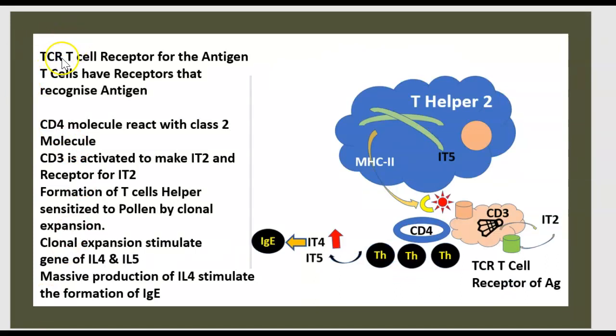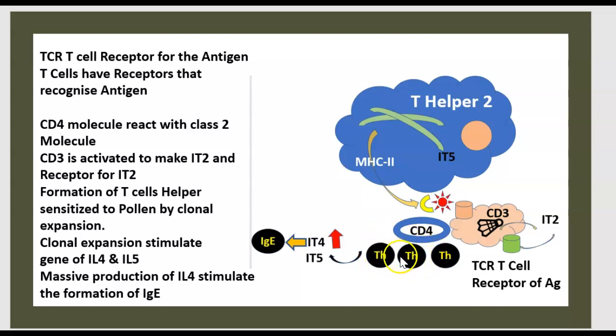There is TCR, T cell receptor for the antigen, and it recognizes the antigen. It induces the formation of CD4 molecule, which reacts with class 2 molecule. CD4 induces the formation of CD3, and CD3 induces the formation of interleukin-2, which connect with the receptor of interleukin-2. These phenomena lead to clone expansion.